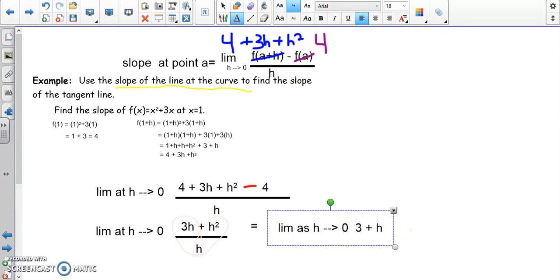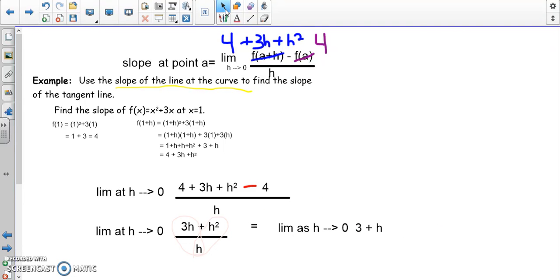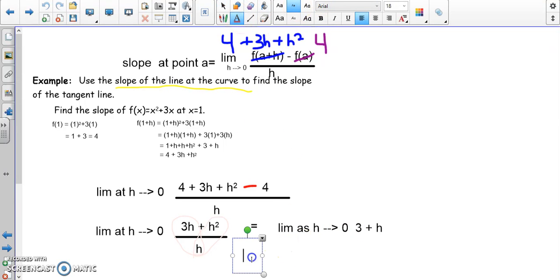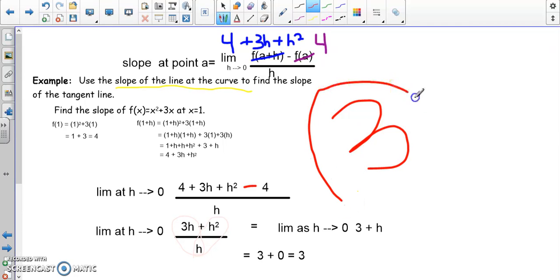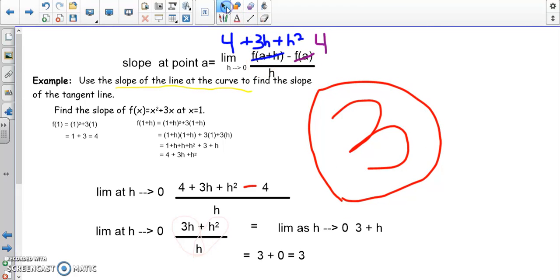And now you guys are so good at this, you know we can just use substitution to get our answer. So we're going to use substitution in 3 plus h, so instead of putting h, we're going to put 0, equals 3 plus 0, which is just 3. So that tells us that our answer here for the slope of our line is going to be 3. That's our answer. Okay? That's what it is.